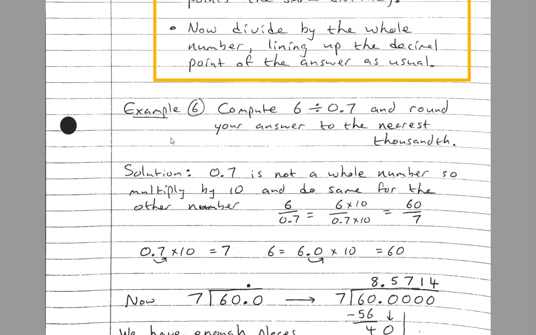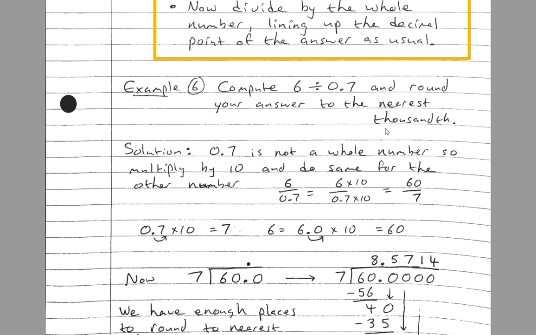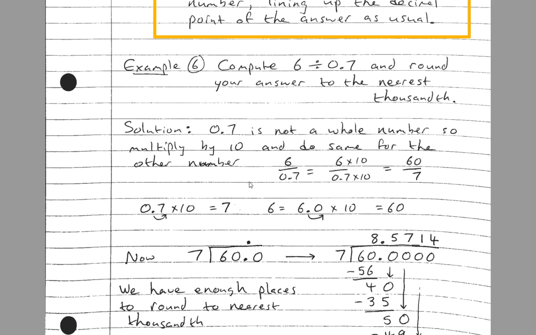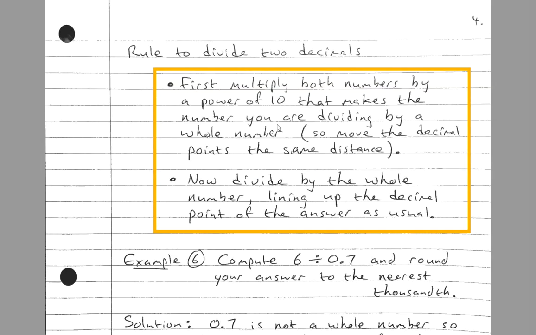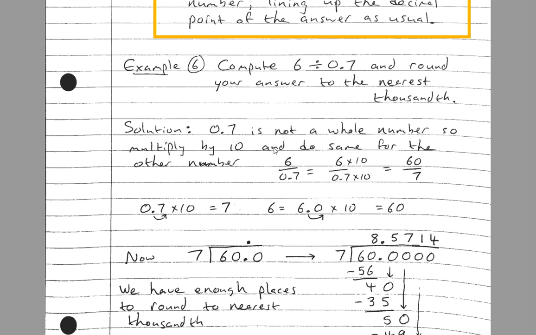So another example here, example 6, compute 6 divided by 0.7. Okay, so we're dividing by a decimal and round your answer to the nearest thousandth. So in other words, we want the answer correct to 3 decimal places. Okay, so doing this first step, we have 6 divided by 0.7.